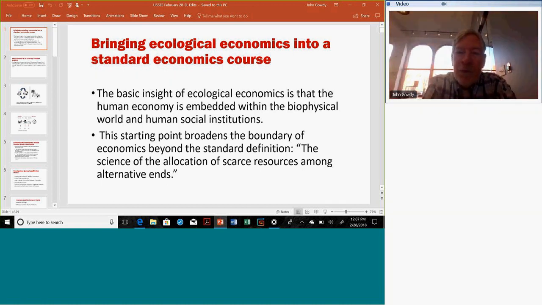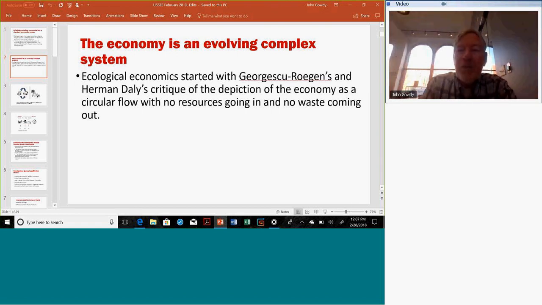The insight I think ecological economics brings is that the human economy is embedded within the biophysical world and in social institutions. The standard definition of economics is the science of the allocation of scarce resources among alternative ends. There's a lot of problems with that, but there's nothing wrong with that. It's essentially of an individual making investment decisions, making consumption decisions at a point in time.